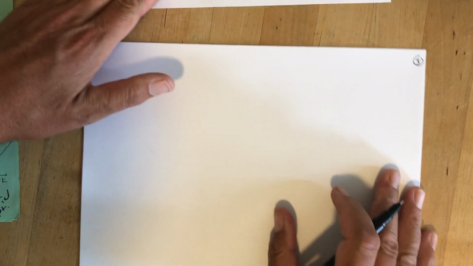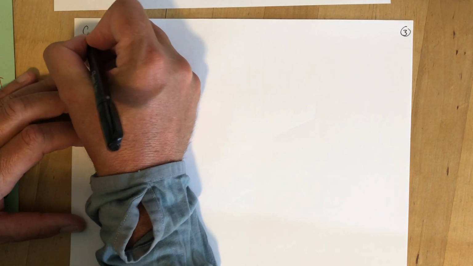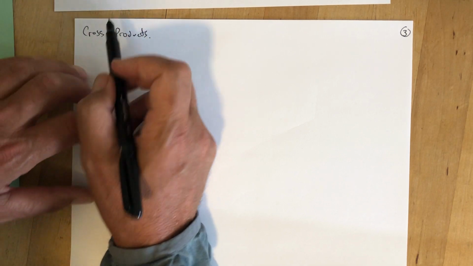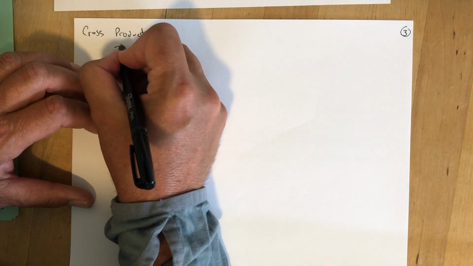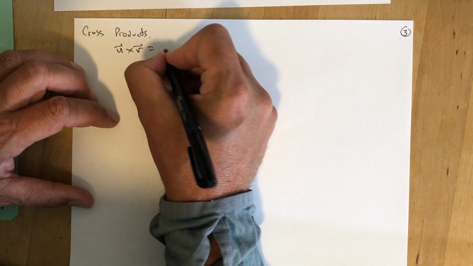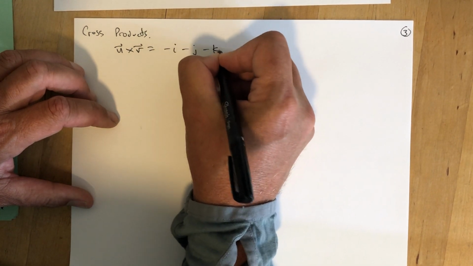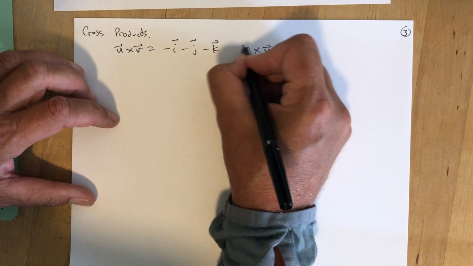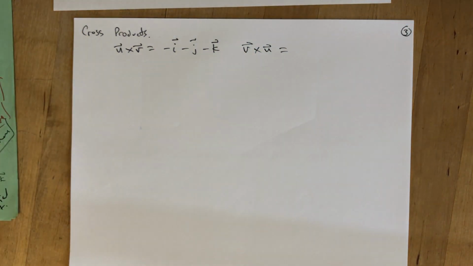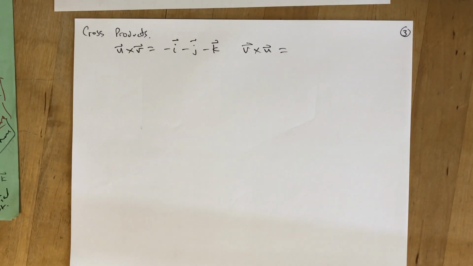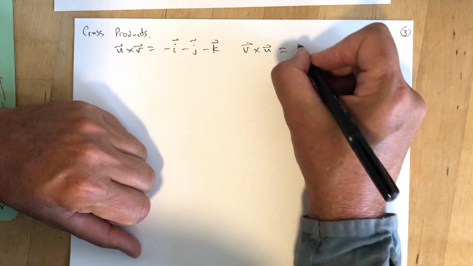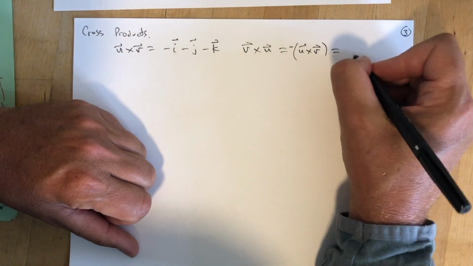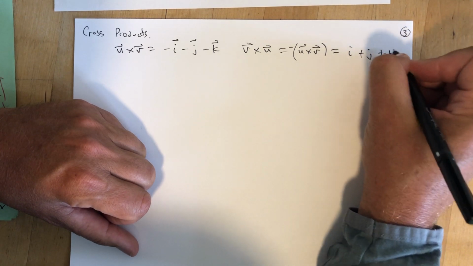3. Cross products. So let's say you computed this u cross v, and you got that u cross v. I'm just rewriting what I have on the other page here. Minus i minus j minus k. What's v cross u? Well, it's the minus of u cross v, and that's i plus j plus k.